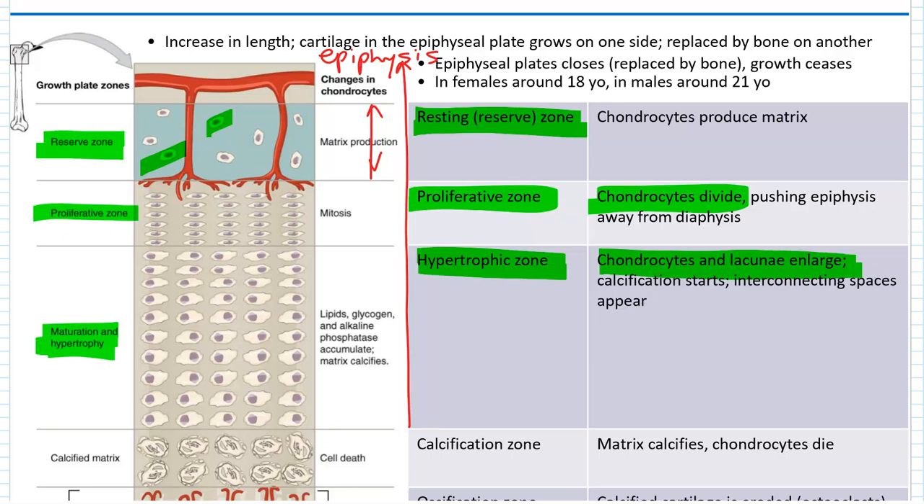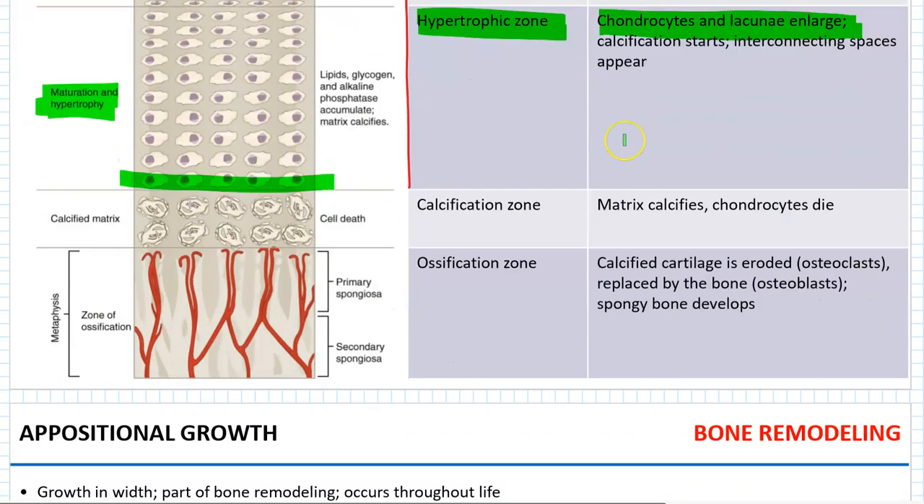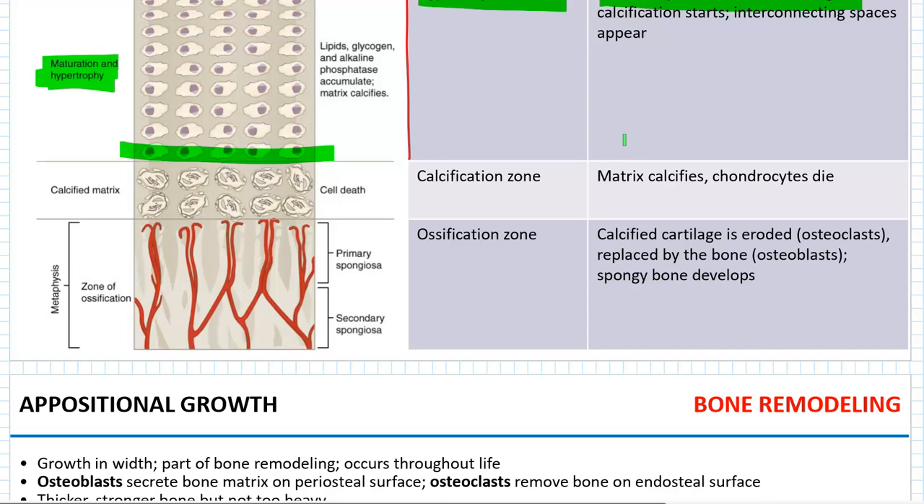We are talking about cartilage yet. So hear me out. When chondrocytes become bigger, the lacunae in which they sit also become bigger. Does it sound reasonable for you? Yeah? So these lacunae become bigger. And at the bottom of the hypertrophy zone, the matrix starts to calcify in the calcification zone, and chondrocytes die.